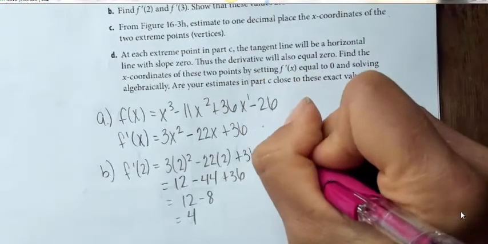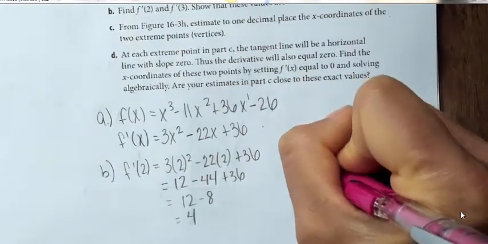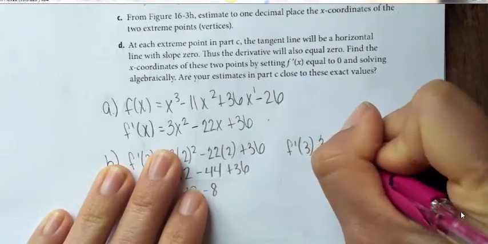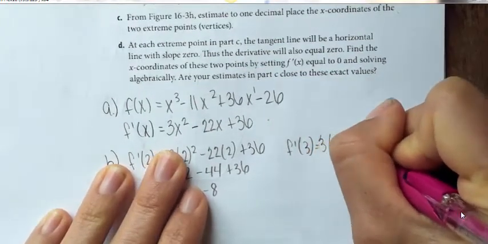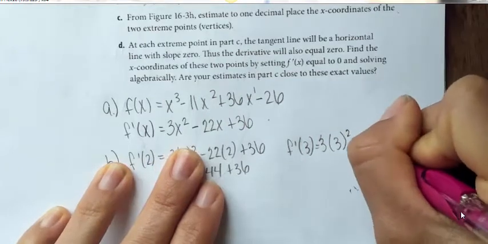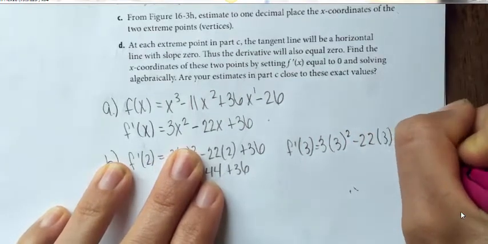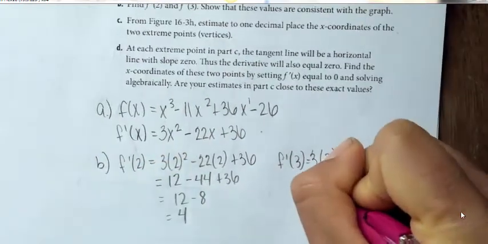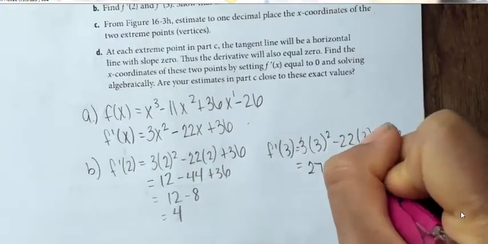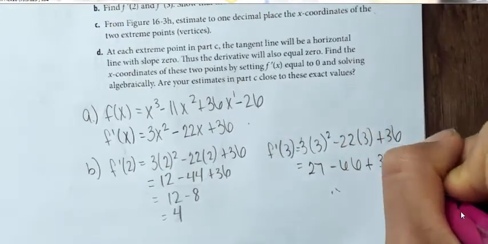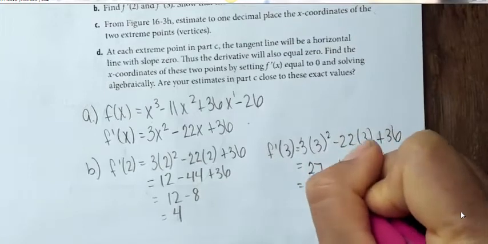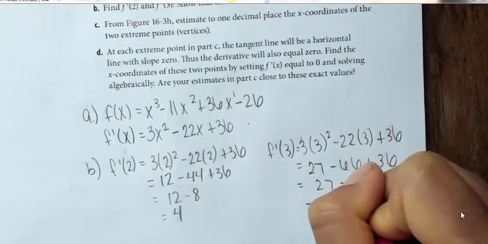Okay, let's do f prime of 3. I'll do that right over here. Because it's basically the same thing, just now you're plugging in 3 everywhere that you see x. So 27 minus 66 plus 36, or 27 minus 30, or negative 3.